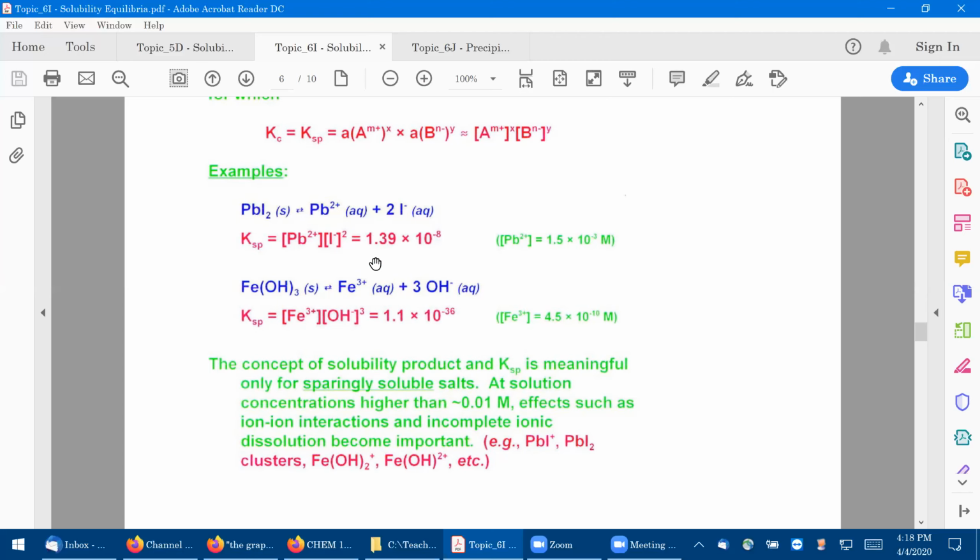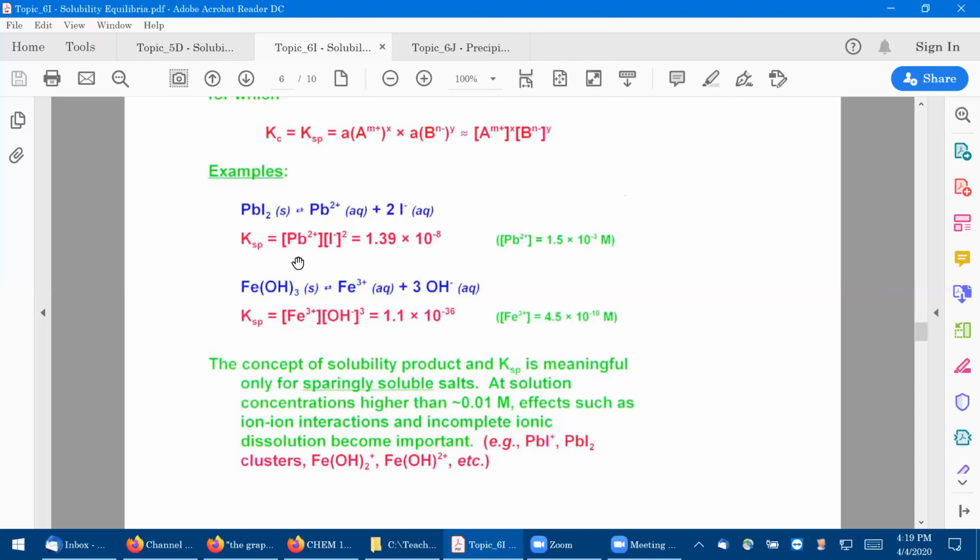Now, this is the Ksp value. What is the actual solubility? In other words, how many moles per liter actually dissolve? Well, we can get that from the equilibrium constant, just as we have for other equilibrium constants, by using a very simplified ICE table. If we let the concentration in solution of lead be x, and the concentration of iodide is 2x, because there are two of them for every lead, squared.